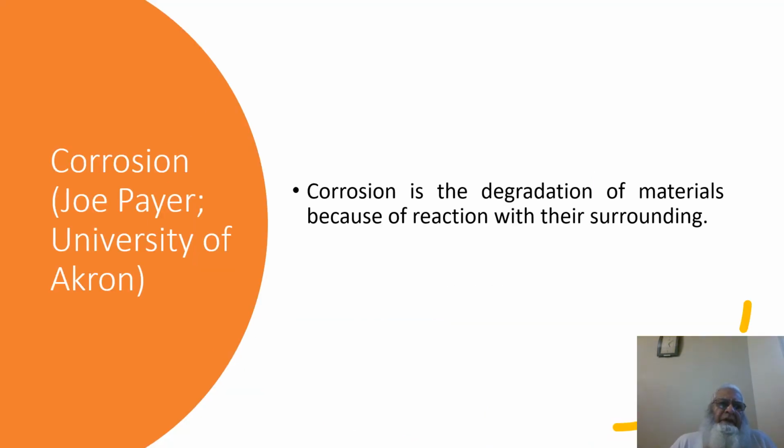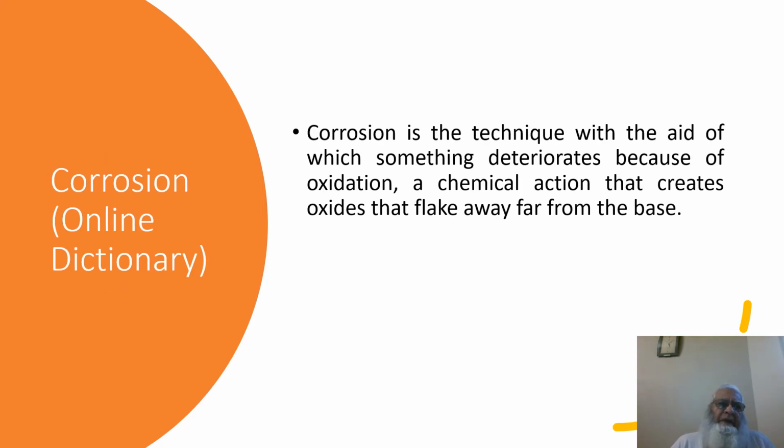This slide shows the definition of corrosion by Joy Pair, University of Akron. Corrosion is the degradation of materials because of reaction with their surroundings. An online dictionary states that corrosion is a technique with the aid of which something deteriorates because of oxidation, a chemical action that creates oxides that flake away from the base.